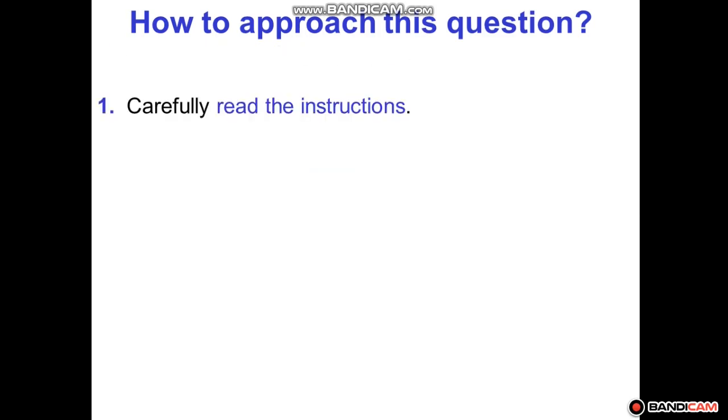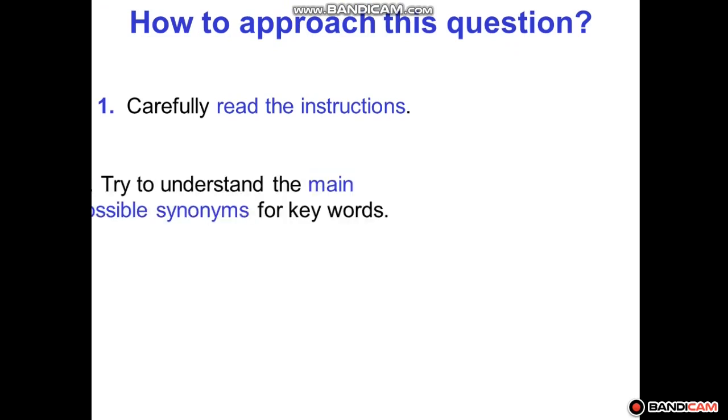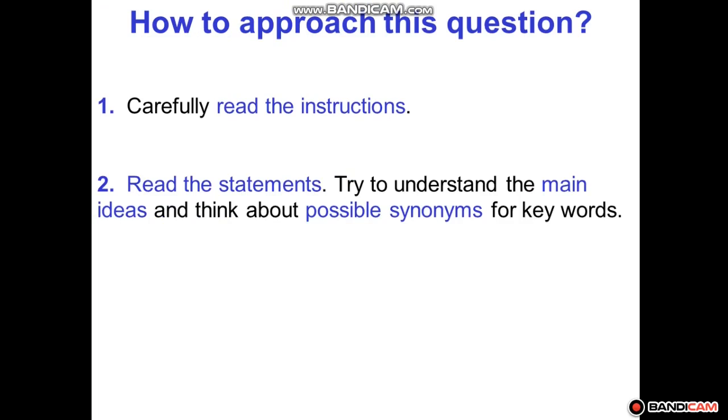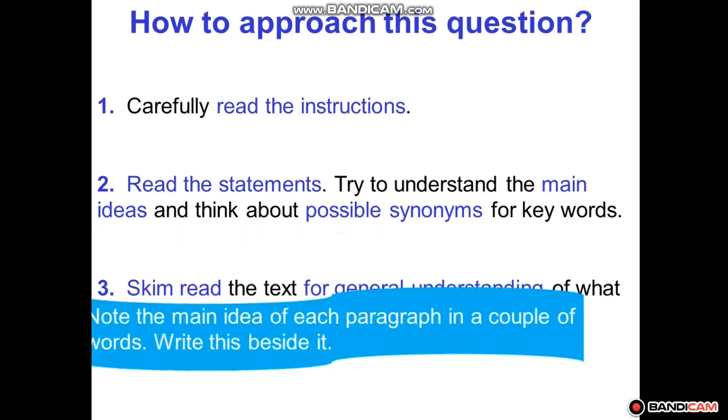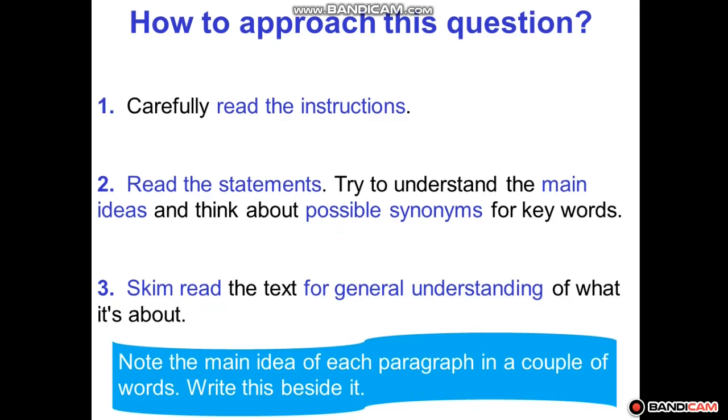1. Carefully read the instructions. It goes without saying in all types of questions in IELTS. Number 2, read the statements. By statements I mean the information given, 1, 2, 3, 4, which you have to match with the paragraphs. Try to understand the main ideas and think about possible synonyms for keywords. Number 3, skim read the text for general understanding of what it's about, and note the main idea of each paragraph in a couple of words. Write this beside the paragraph to remember. Now when we move on to the practice you will see it.